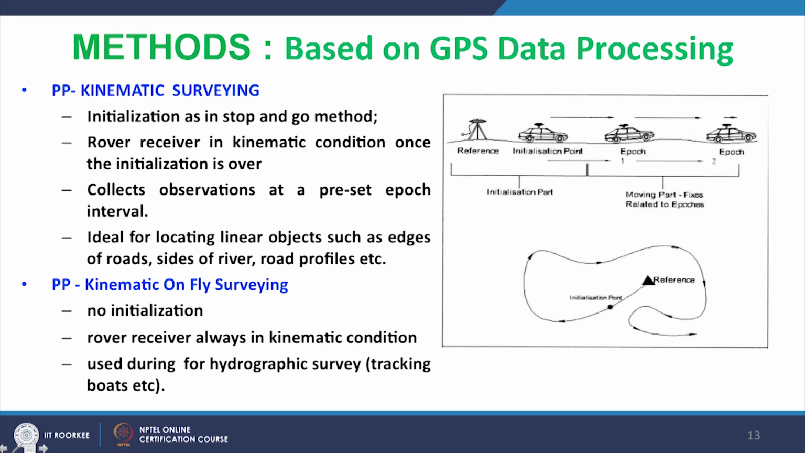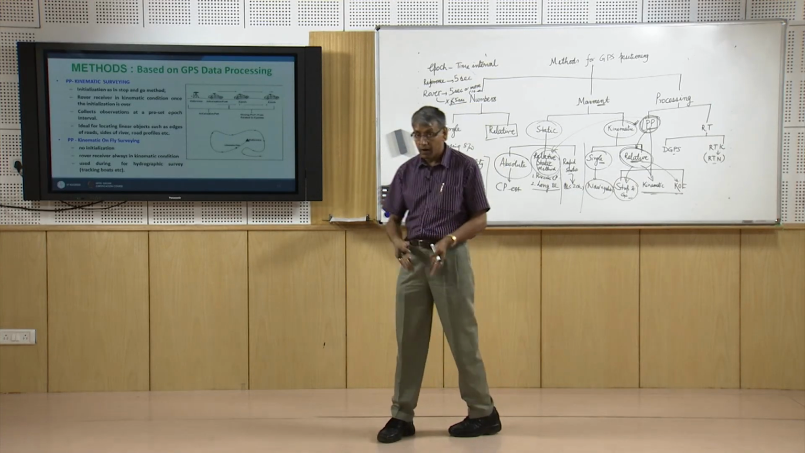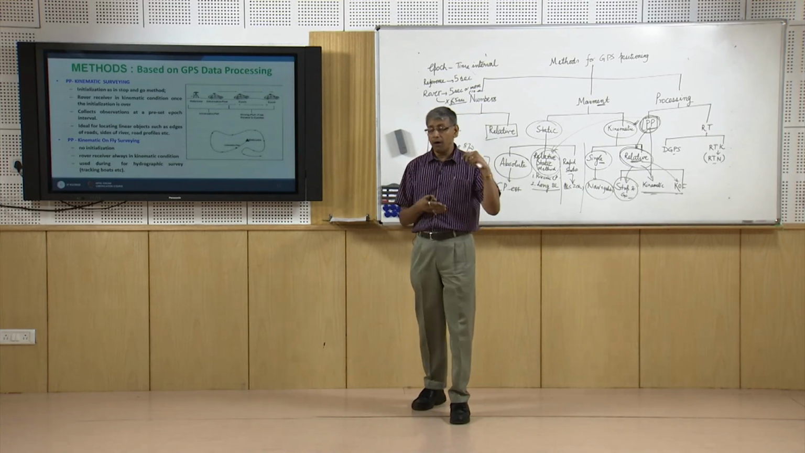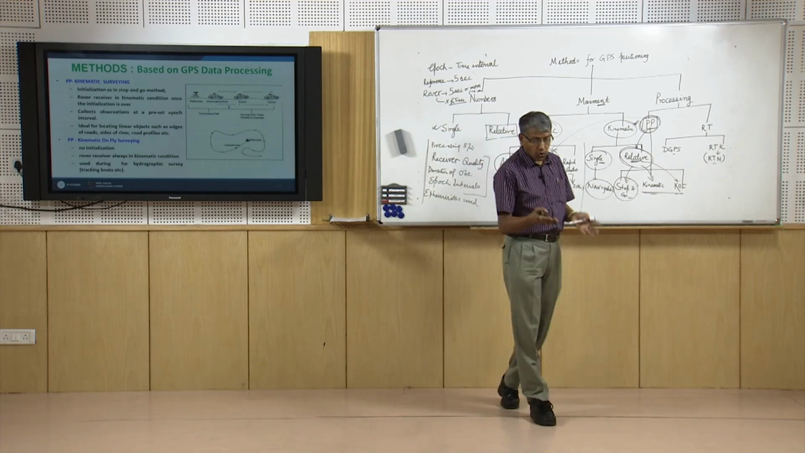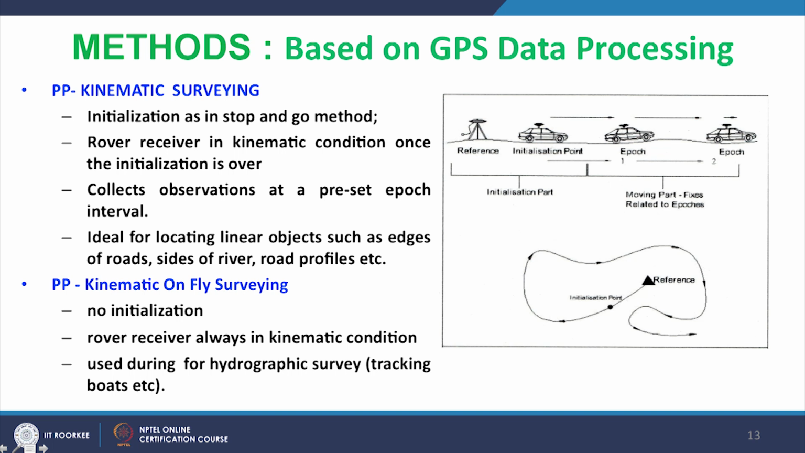Then in kinematic survey, it is the same as in the stop and go method, that means here also we have to do the reinitialization process, but after initialization the receiver will be in continuous kinematic mode. Generally, for linear types of objects like the corner of roads or seashore, we can go for kinematic surveying.